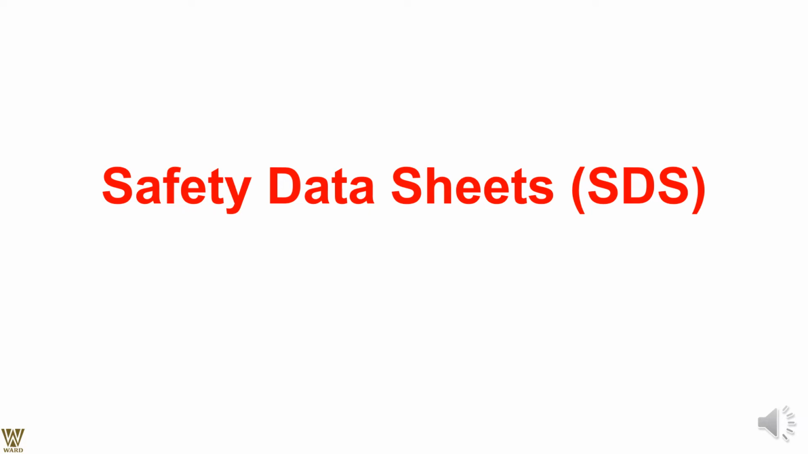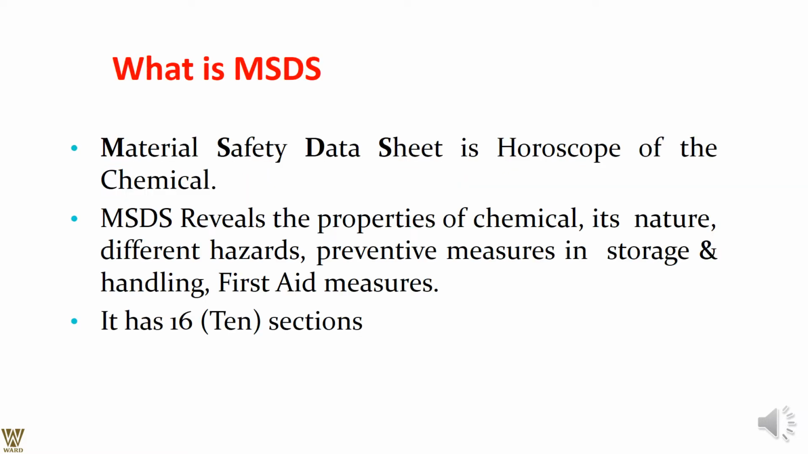We will be discussing everything with respect to the data sheets. MSDS is Material Safety Data Sheets, which basically tells you about the hazardous things that might be in operation, what you might be working with. It tells you about the chemical composition, the nature, the different hazards, and the preventive measures that can be taken.